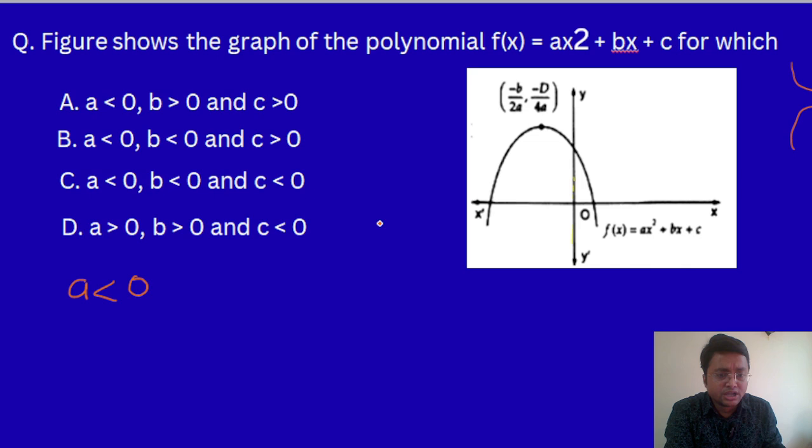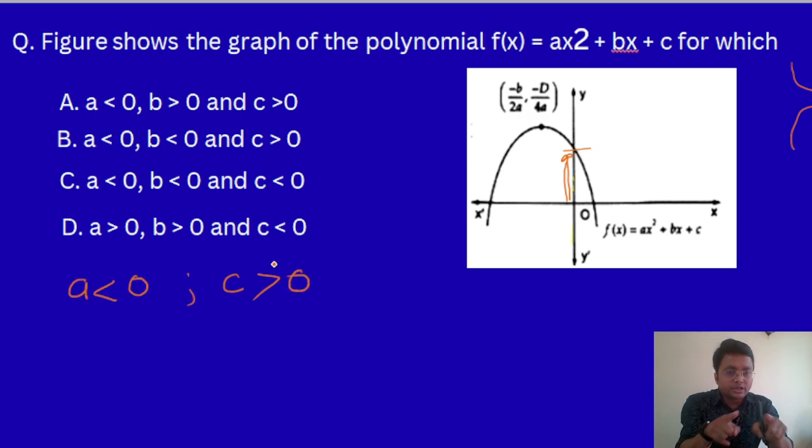Now you see here this curve cuts the y-axis at this particular point, and this point is above the origin, right? So what will happen here? C will be positive. A will be negative. Why? Because it is a downward facing parabola. And C will be positive. Why? Because this curve cuts the y-axis at this particular point, and this particular point is above the origin. So C will be positive.